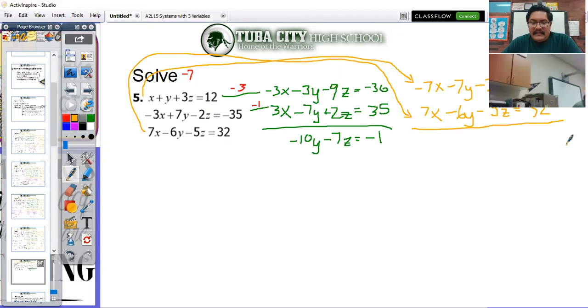All right, and then from here, I'm going to go ahead and eliminate x, which is what I was hoping would happen. So 13y minus 26z equals 32 minus 84, negative 52.